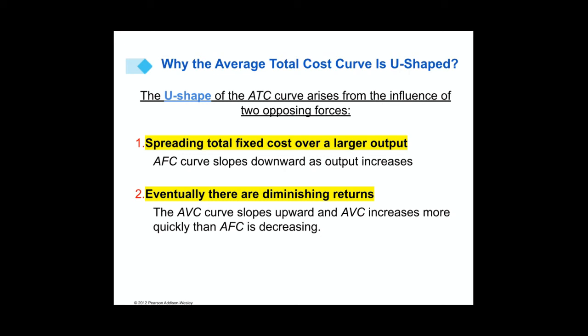So we're balancing these two types of costs: the total fixed cost that we're spreading over a larger number of units, and the average variable costs, which start to increase at some point because of diminishing returns.